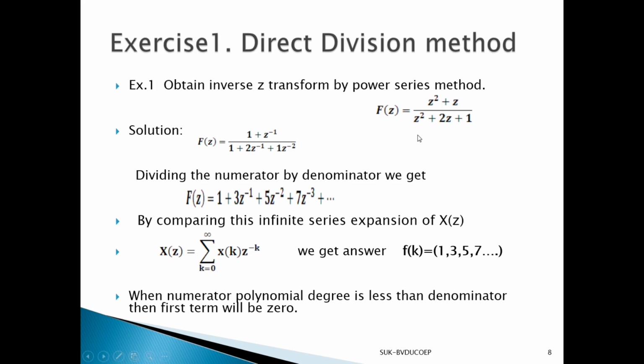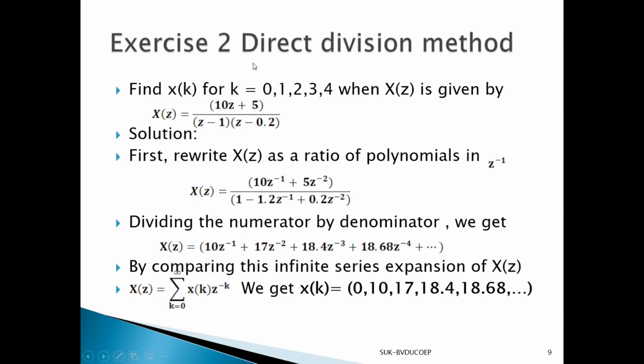Now here z square and z square, both the numerator and denominator degree are the same. So the first term is 1. Generally what happens is the numerator degree is less than the denominator in your normal circuits or normal equations. In that case, the first term will be 0, because when the numerator polynomial degree is less than the denominator, the first term will be 0. This you have to understand. This is usual. First convert this into this format and then divide as you do at school level. Now this is very important.